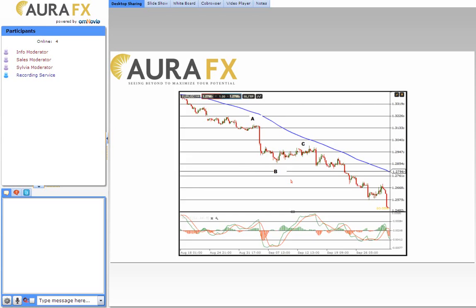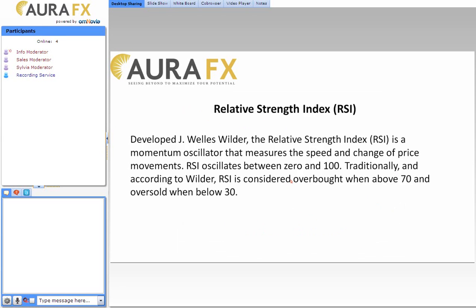The RSI, another one by Wells Wilder, the Relative Strength Index. Now this is an oscillator that shows up on your chart between values of 0 and 100. Overbought is usually when the RSI is above 70, and oversold is usually when the market is below 30.